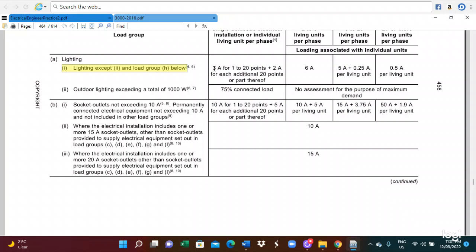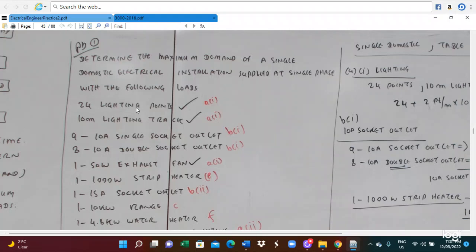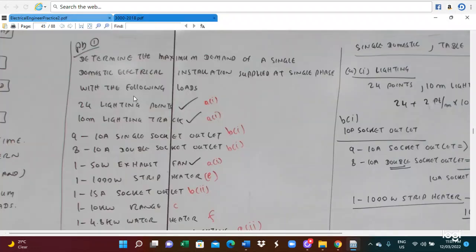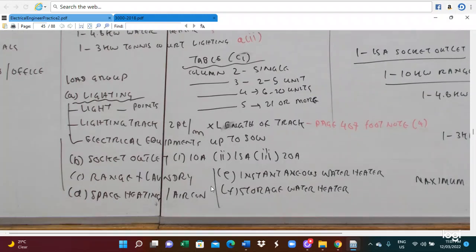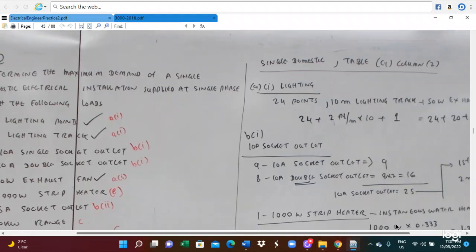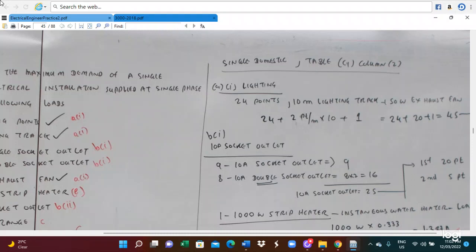Because of the 24 lighting points, we refer to load group A1. The rule is that for 1 to 20 points we take 3 amperes, and for every additional 20 points we add 2 amperes. This problem gives 24 lighting points, so for the first 20 points we take 3 amperes. The additional 4 points fall within the next 20, so we add 2 amperes. So this is the total current for the lighting points. Here is the calculation for the 24 points.